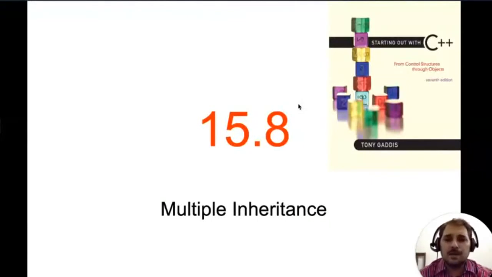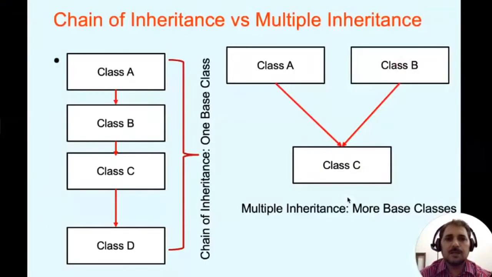Hi everyone. Today we will discuss multiple inheritance. Until now, we have studied chain of inheritance. So what is the difference between chain of inheritance and multiple inheritance? The left one is a chain of inheritance and the right one is multiple inheritance.